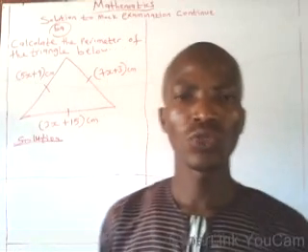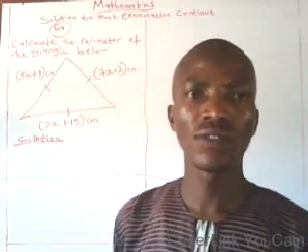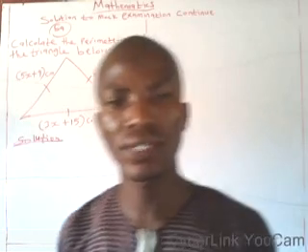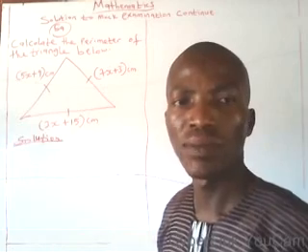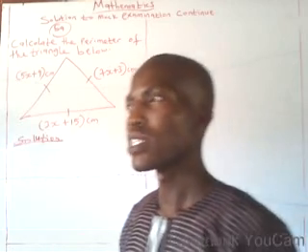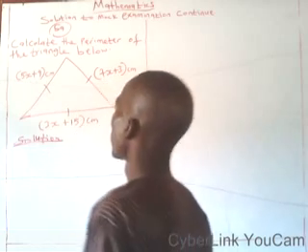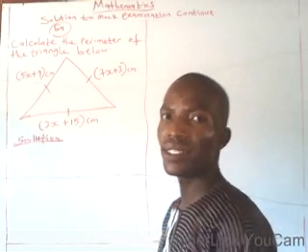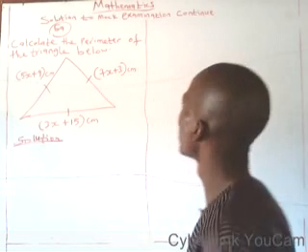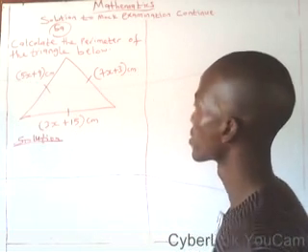Now I welcome you all to the 5th episode of the solution to the mock examination. Here we are going to start with question number 5. Question number 5A is already on the board, in which it says to calculate the perimeter of the triangle below.